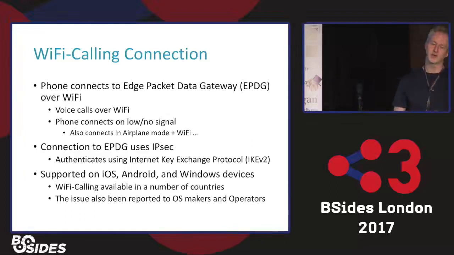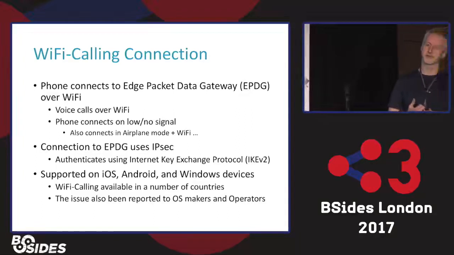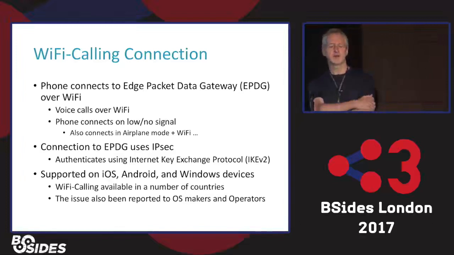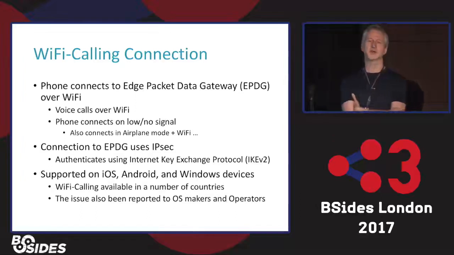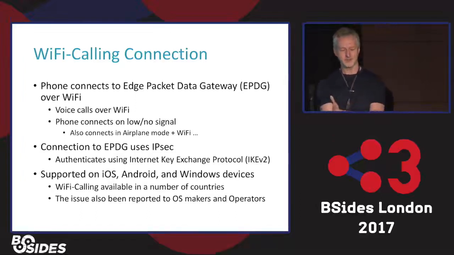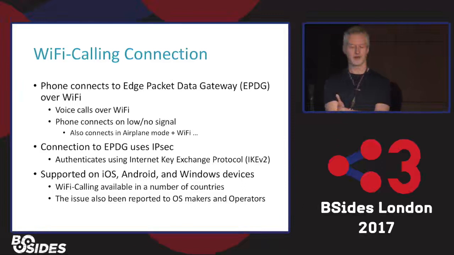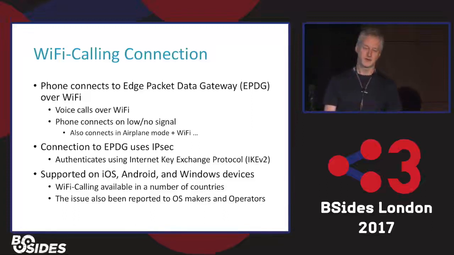And that'll typically happen when you've got no coverage or bad signal. In fact, you can force it to come on by flipping into airplane mode, and then turning on Wi-Fi. If your phone's enabled for it, it'll then fire up the Wi-Fi calling feature. The connection to the Evolved Packet Data Gateway uses IPsec and authenticates using IKEv2, and it's supported on iOS, Android, and Windows, which I also mentioned to them about this issue.